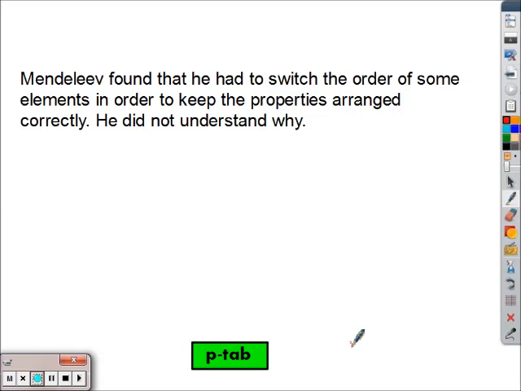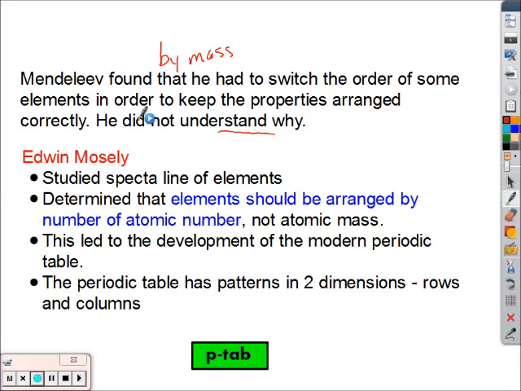Now, Mendeleev's table was great because he could predict elements that we didn't know, but he had a problem that he couldn't understand. He had to switch some elements. Again, he was arranging things by mass, from lowest mass to highest mass, but there's a few places where he had to switch back and forth, where the higher mass atom actually had the properties of the lower mass atom, so he switched them to make sense. But again, because he had to switch them and couldn't explain it, we can't accept his table as 100% correct.